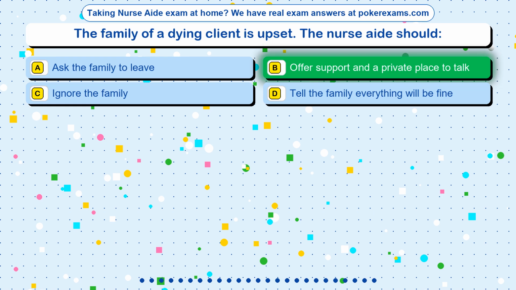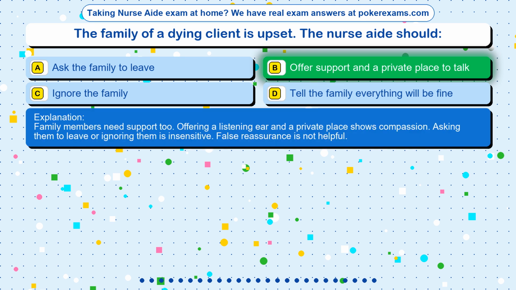The correct answer is option B. Offer support and a private place to talk. Family members need support too. Offering a listening ear and a private place shows compassion. Asking them to leave or ignoring them is insensitive. False reassurance is not helpful.